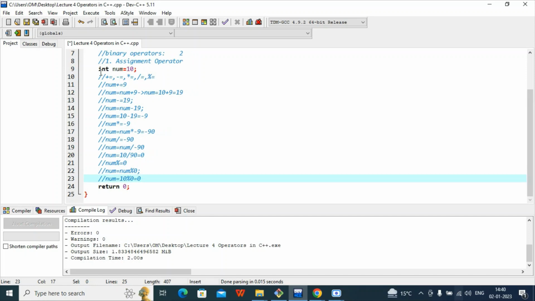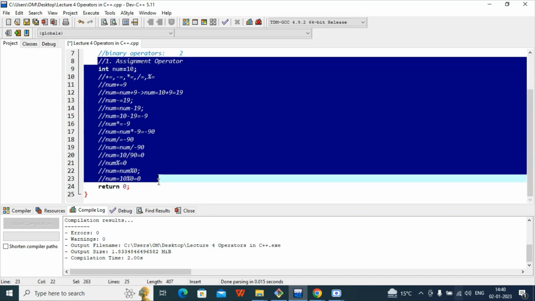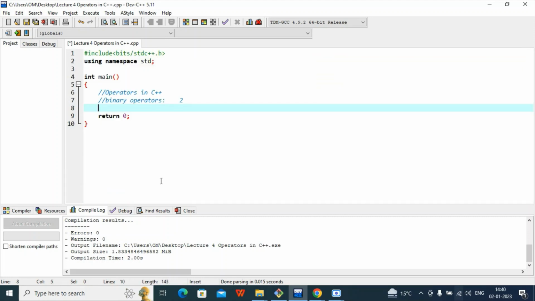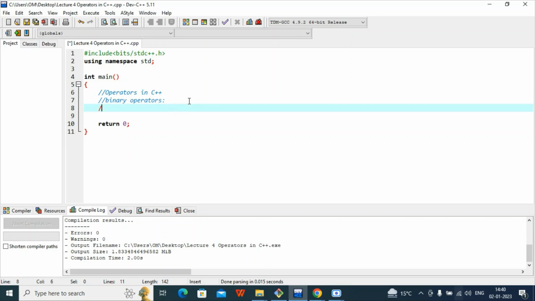Okay, so let me erase it for the next operator. For now, we will study binary operators. The next operators that I am going to tell you are binary operators only, right? Because in them we require two variables for the calculation to happen. So we have three to four operators in the binary operators category.